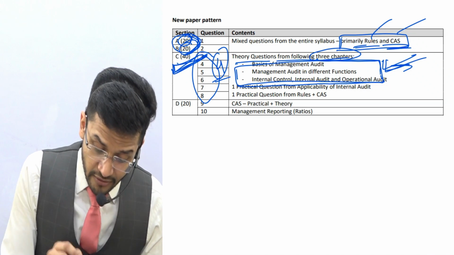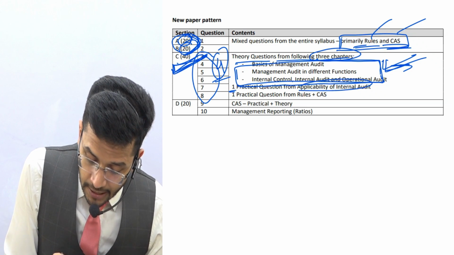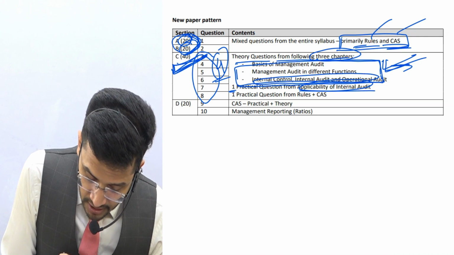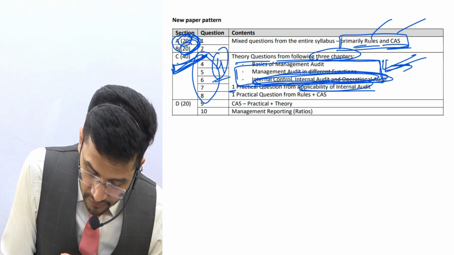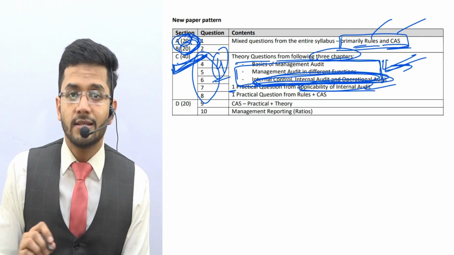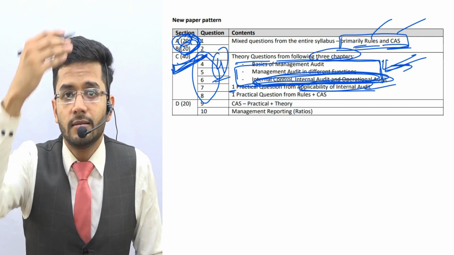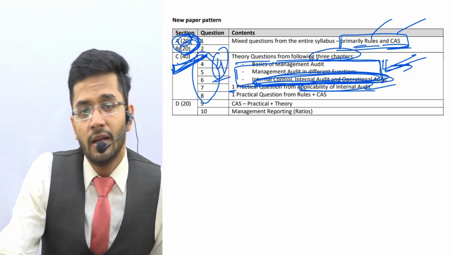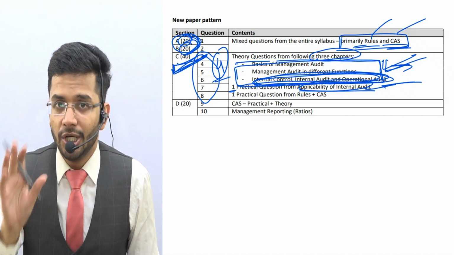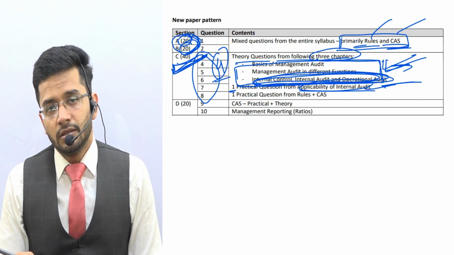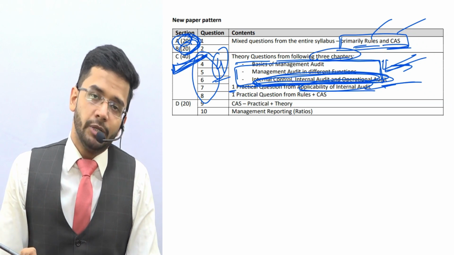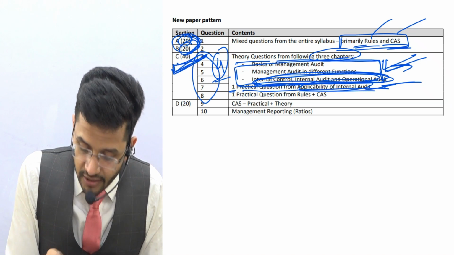Okay. Then there was 1 practical question from applicability of internal audit. Internal audit is again forming part of this particular chapter itself. So it is nothing new. But what I wanted to highlight was that there was a practical question. Practical question as in you were given turnover criteria, turnover limits of a particular company, and according to those turnover limits, you had to compute the internal audit applicability on that particular company. So this was an important part which I thought I should highlight to you.